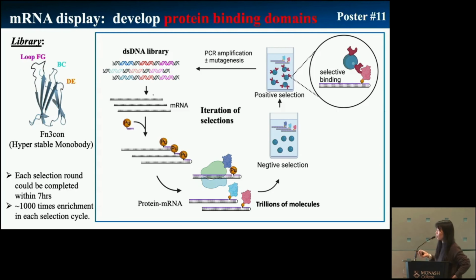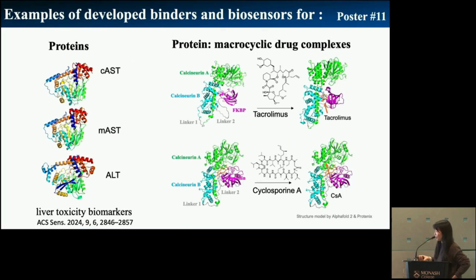It's a small protein, very stable, and it has high expression yield. We use this FN3-CON library to build binders and then convert them to sensors for many different proteins, such as liver toxicity biomarker proteins. We can also develop conformation-specific binders against the protein-small molecule complex.